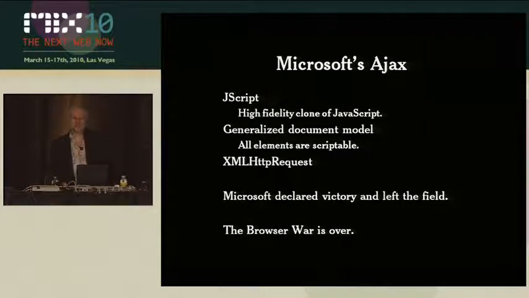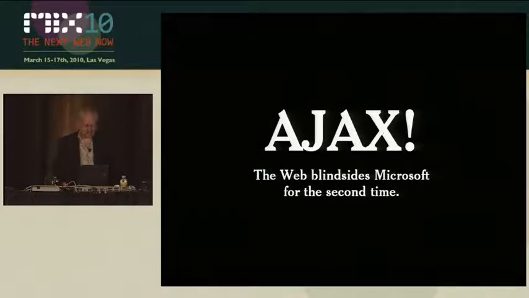And they also developed the XML HTTP request so that we could have data interchange going back and forth, which is a necessary condition for distributed computing. So having done those things, Microsoft declared victory and left the field and declared that the browser war was over. Then suddenly, 5 years later, Jesse James Garrett in the shower discovers Ajax and realizes that all of those things Microsoft put in there intentionally for the purpose of creating interactive distributed applications could be used for interactive distributed applications, thus blindsiding Microsoft a second time.